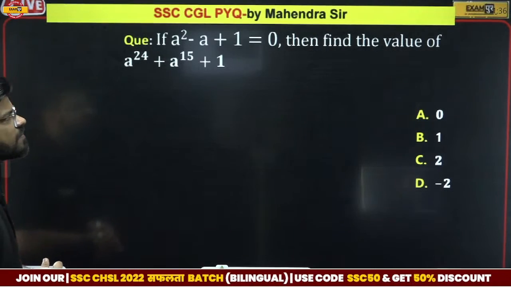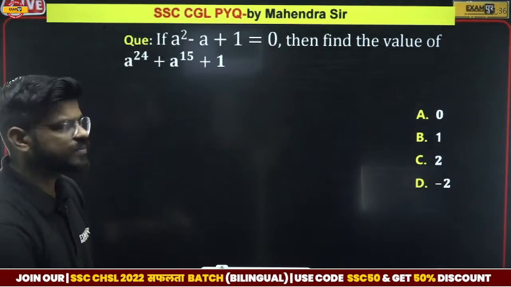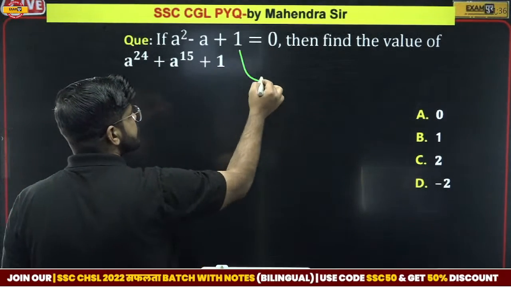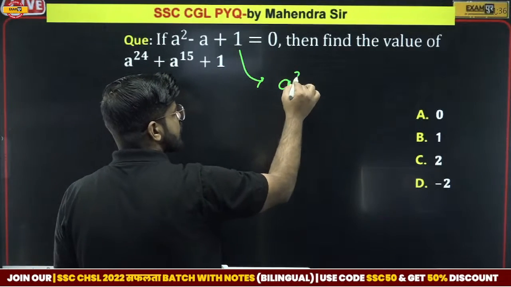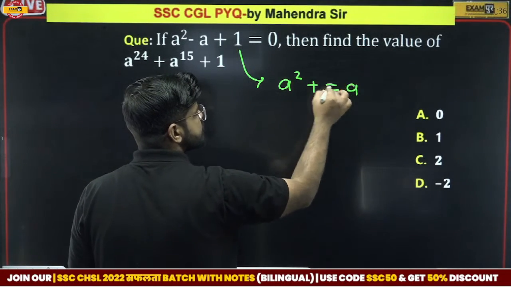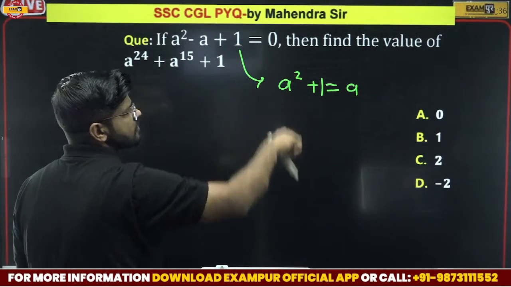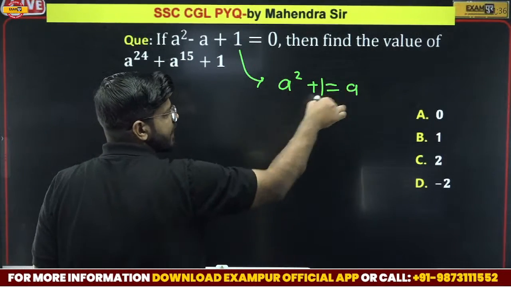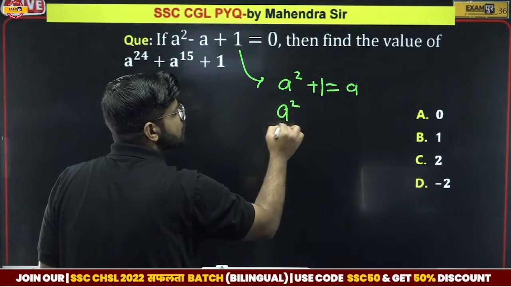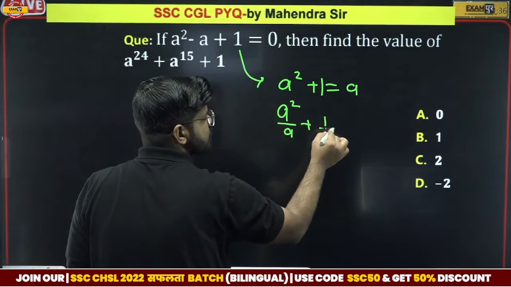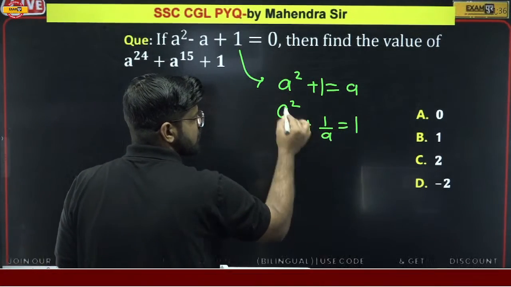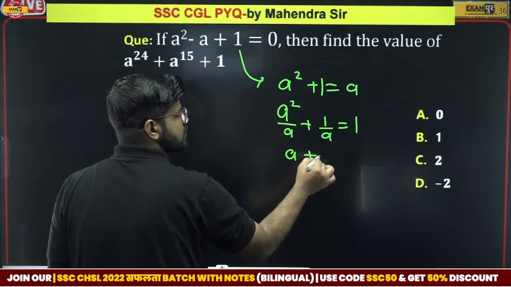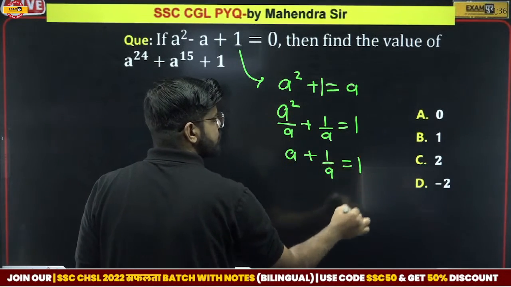So a square minus a plus 1 is equal to 0. How can we write this? So a square plus 1 is equal to a. Just take this a to the RHS. Now divide this. We will get a square by a plus 1 upon a is equal to 1. This will give you a plus 1 upon a is equal to 1.